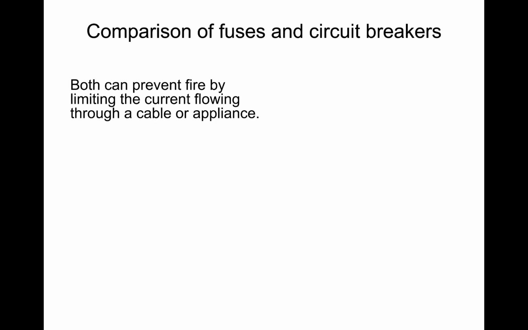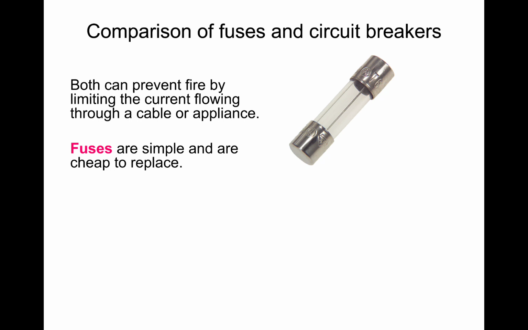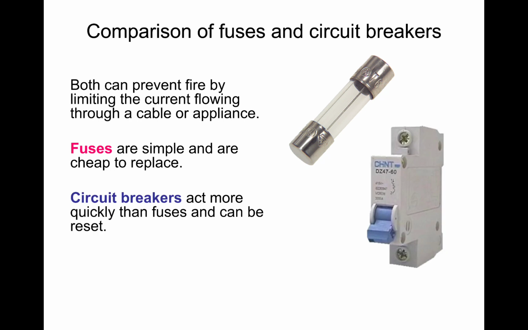So comparison of fuses and circuit breakers. Both can prevent fire by limiting the current flowing through a cable or appliance. Fuses are simple and are cheap to replace. Circuit breakers act more quickly than fuses and can be reset. Remember, a circuit breaker is based on, as soon as you get too much current, the electromagnetic strength will increase, which will cause the circuit to break, and then it can be reset. A fuse, you actually need time for the heat to build up and the wire to actually physically melt, which is obviously a little bit longer in duration.